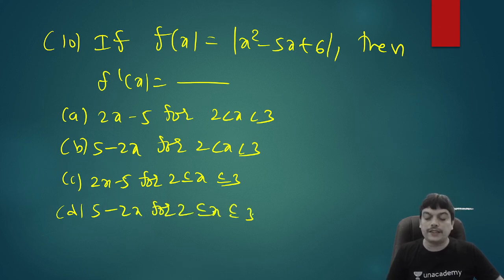So you can see some options look identical, but in the second and third options, 2 and 3 are not included. In the last one, 2 and 3 are included. Likewise in the first and third. So when you answer it, you should be very careful about this.